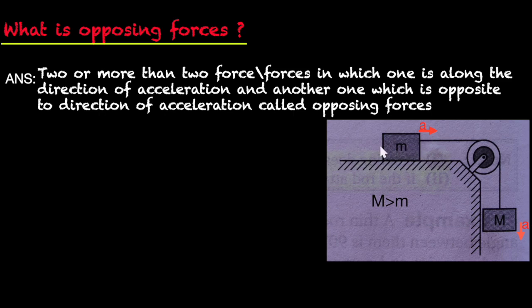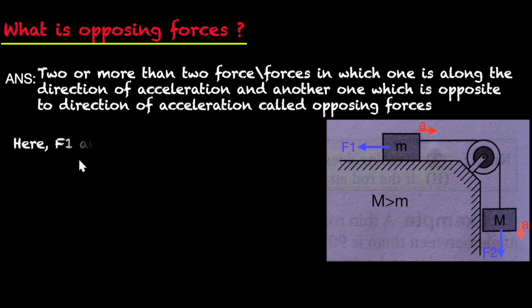Now what happens to the block of mass capital M? It goes down due to some force acting on it, and I'm supposing the force acting on the block of mass capital M is F2, in the downward direction. Now what happens to the block of mass small m? The force acting on this block will be in the backward direction, or you can say the negative x direction, because the acceleration of this block is towards the positive x direction. So the force, I'm supposing, will be F1, acting towards its negative x direction.